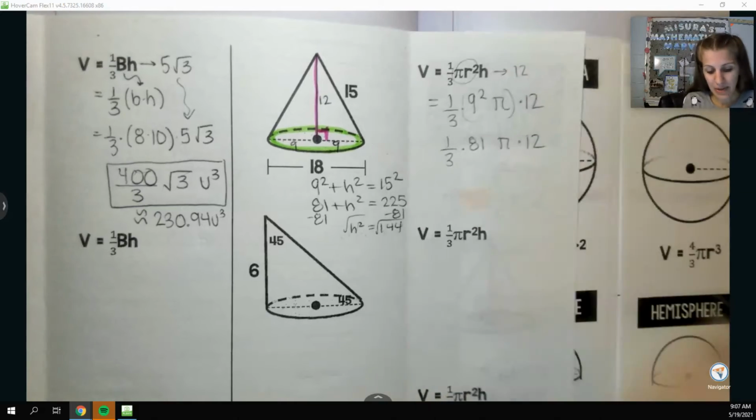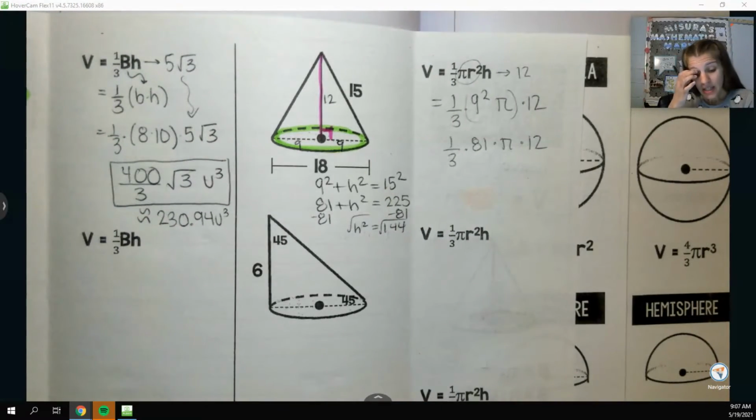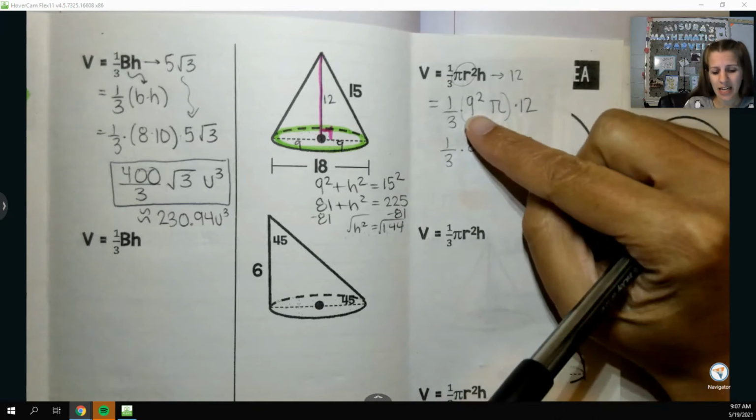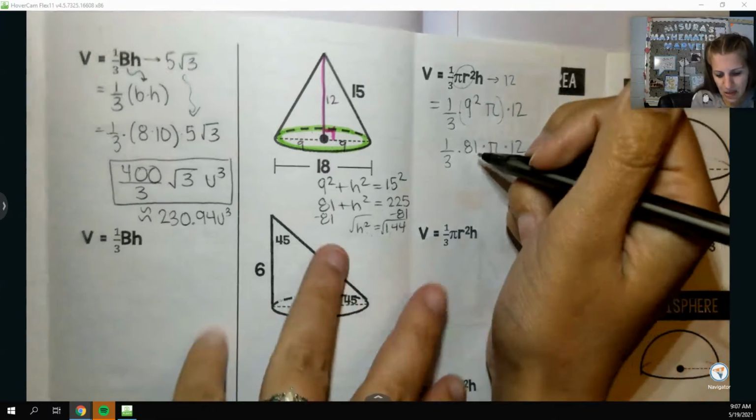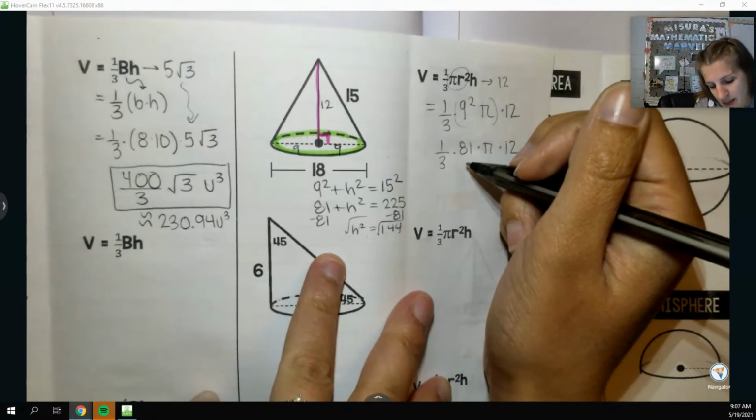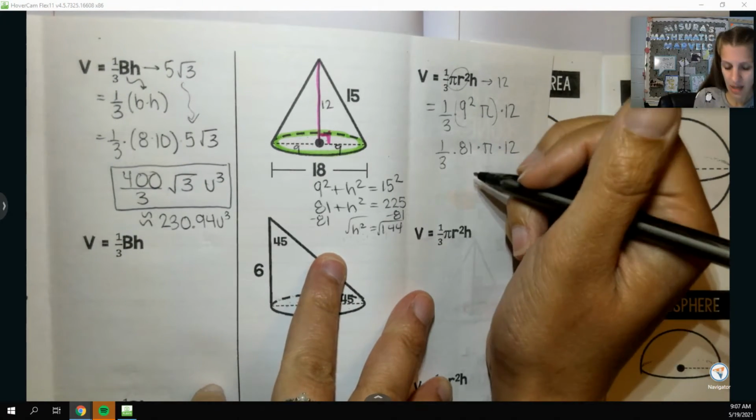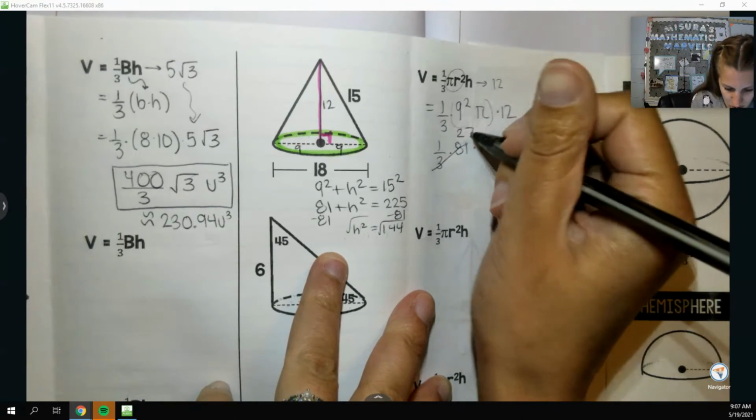And then I think about taking a third somewhere, and you actually can take a third of 81. And I know so because I could take a third of 9, and so when I square it up, I'll still be able to take a third. And so 3 goes into 81 how many times? 27 times? Yeah. So 27 times 12.